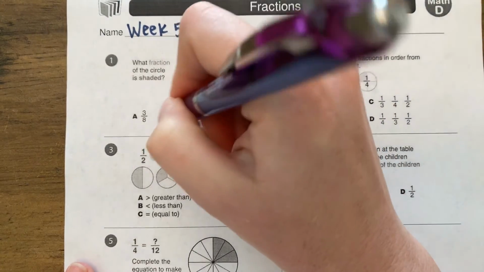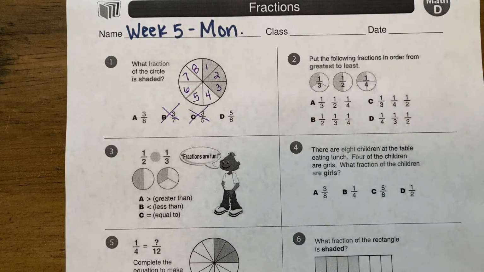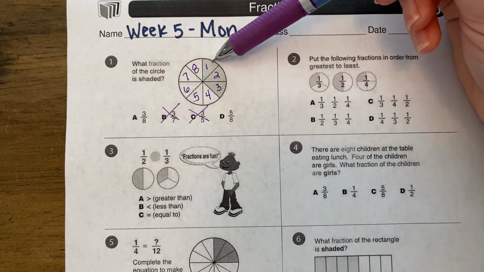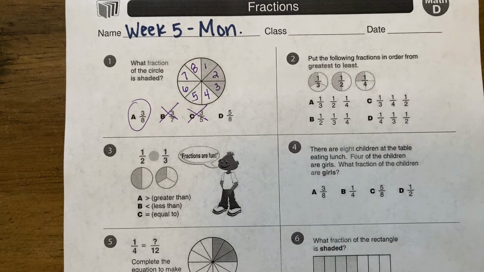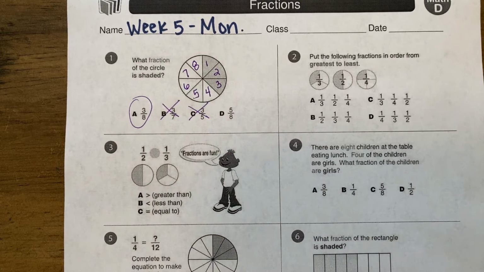So that eliminates B and C from our answer choices. To figure out what our top number is, we just have to count how many are shaded. And that would be 1, 2, 3. So our answer is A. If this were a chocolate pie, and out of the 8 pieces you ate 3 of them, that's what the picture represents.